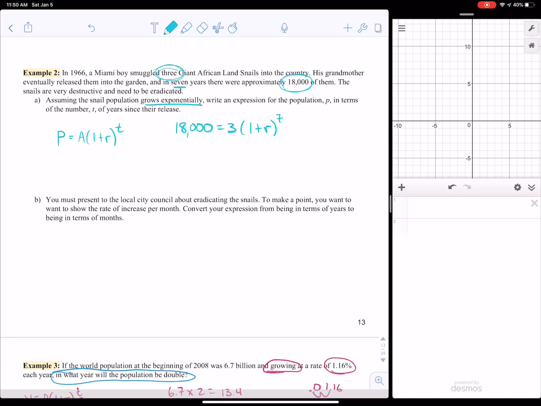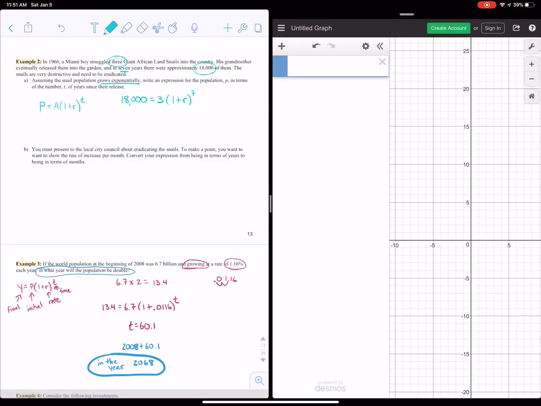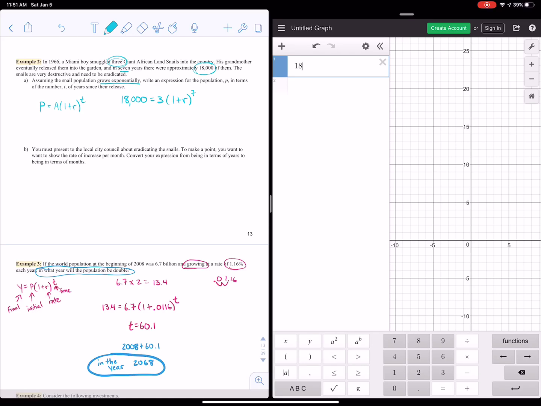Now I'm going to go over here on the right side of the screen and type this into Desmos for just a second and find where they touch, because that's a quick way to figure out that rate. So 18,000 equals Y is my first equation, and then 3 times 1 plus R, but I don't want to type R. Desmos does not like different letters. So let's make it into X, and then to the 7th power. Okay, so I've got everything typed in. I need to find where they touch.